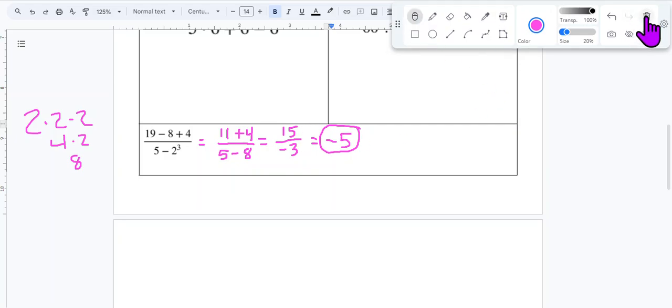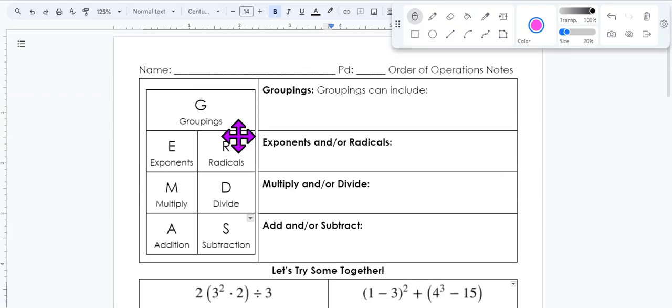Okay, so that's the order of operations. Order of operations, we do groupings first, and then exponents and radicals, and then multiply and divide. We go from left to right, whatever comes first. Add and subtract, we go from left to right, whatever comes first. You follow these steps, you'll get every single question right. I know you can do it.